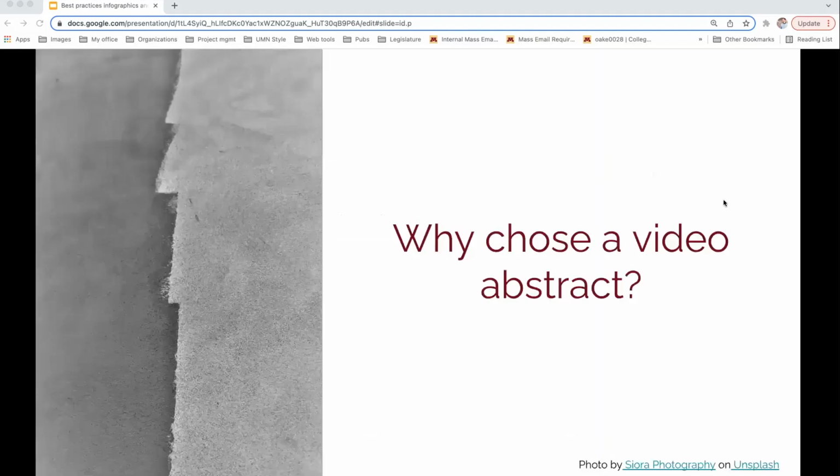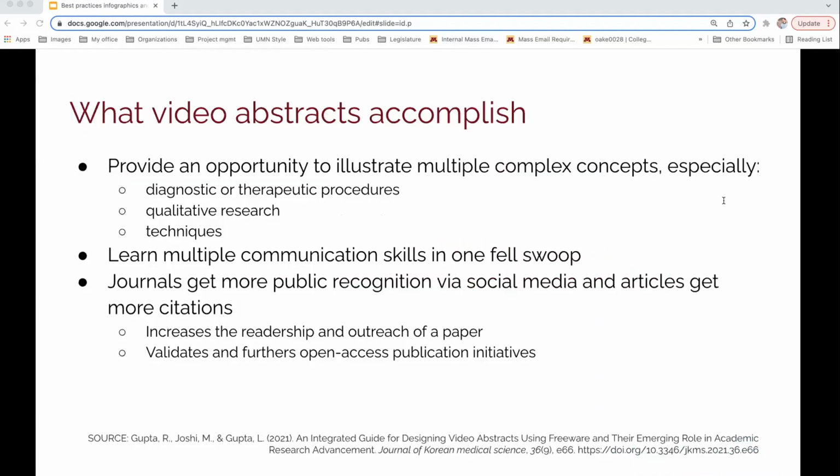So they're important. Now, why choose a video abstract? Well, at a high level, video abstracts help to accomplish the goal of meeting audiences where they are. Not everybody, and almost nobody, in fact, other than scientists and probably scientists in your field, will read your scientific paper.